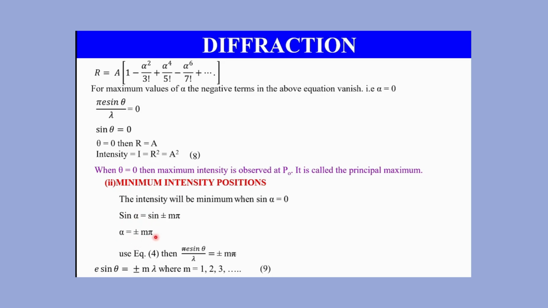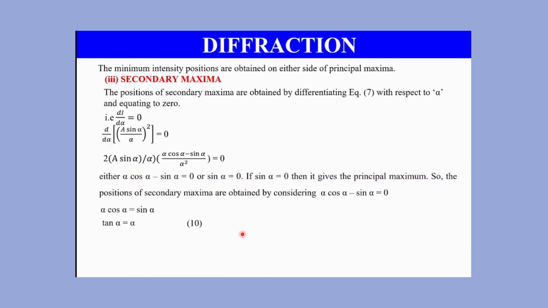Now equation 4 represents the alpha value. Alpha is equal to pi e sin theta by lambda. Now substitute here pi e sin theta by lambda is equal to plus or minus m pi. On both sides pi is going to cancel. Rewrite the remaining terms. E into sin theta by lambda is equal to plus or minus m. E sin theta is equal to plus or minus m lambda, where m is equal to 1, 2, 3, 4 and so on. This is equation number 9. This is the condition for the minimum intensity positions. These minimum intensity positions are obtained on either side of the principal maxima.